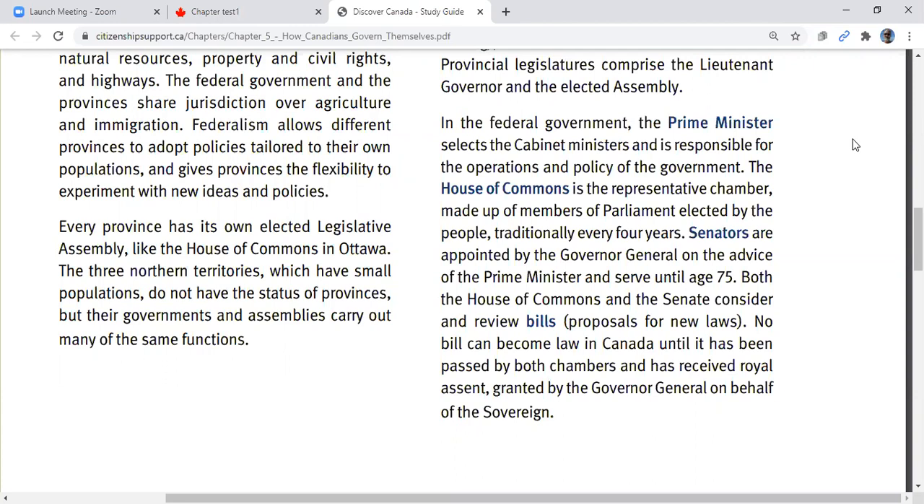So it has to be passed by both chambers. That's a big word. It just means the House of Commons and the Senate. They're called chambers. So it has to be passed. They have to agree that it's a good idea, and they all vote yes. And then after that, they give it to the Governor General, and he or she signs it, and it becomes a law. So that's how it works. A bill, an idea for something to change, then the House of Commons votes on it, and then the senators vote on it, and then it goes to the Governor General, and he or she signs it, and it's a law.